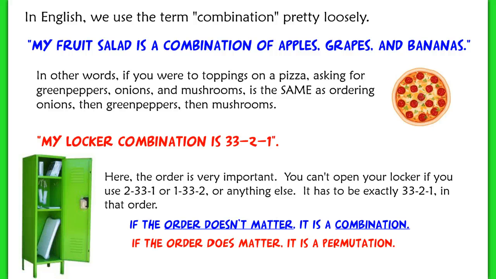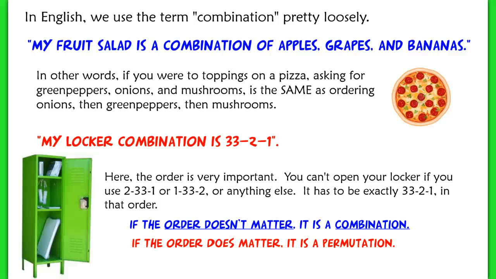Okay, so to give you some background on the binomial theorem, we need to first discuss the difference between a combination and a permutation. So in English, the term combination is used pretty loosely. So here I've got two examples that are going to hopefully differentiate between the meaning of a combination versus a permutation. So if I were to say my fruit salad is a combination of apples, grapes, and bananas, it would be the same as saying, oh, my salad has grapes, apples, and bananas. Or ordering, for example, a pizza and saying, I want green peppers, onions, and mushrooms. Even if you order that in a different order, onions, green peppers, then mushrooms, well, it's still the same pizza, okay?